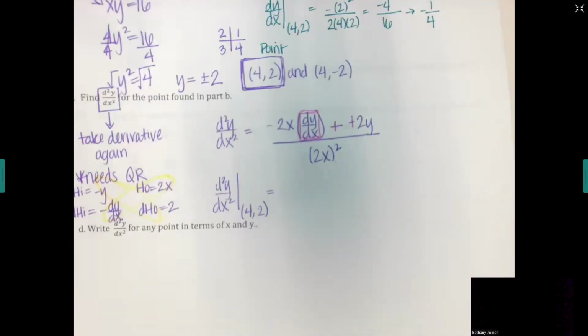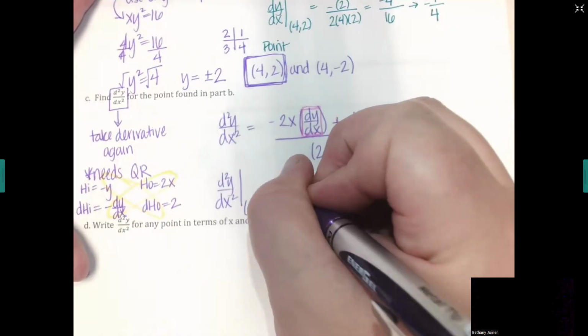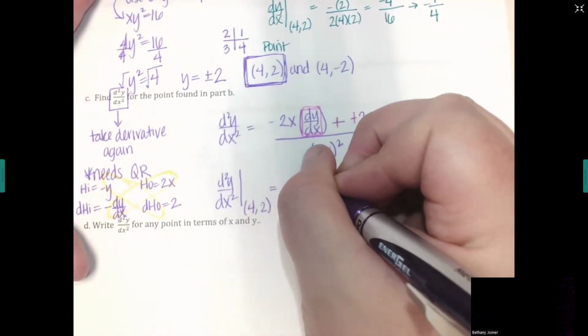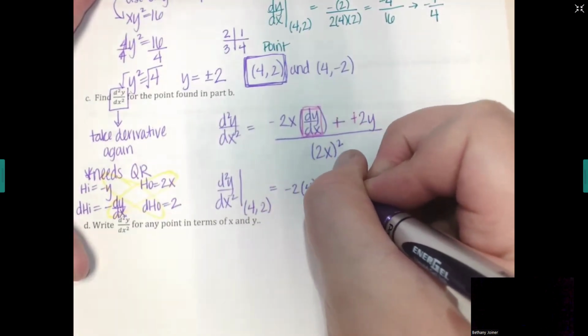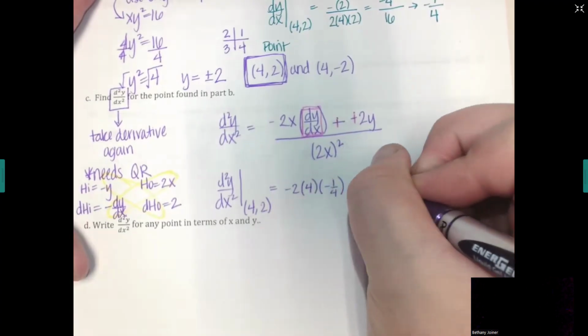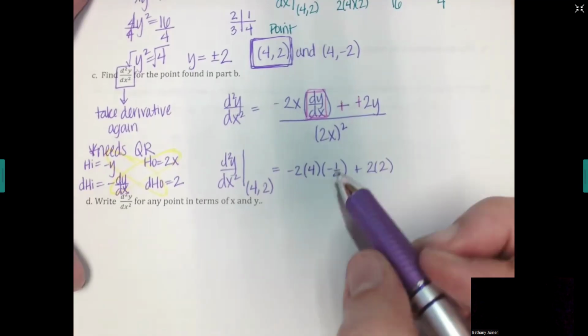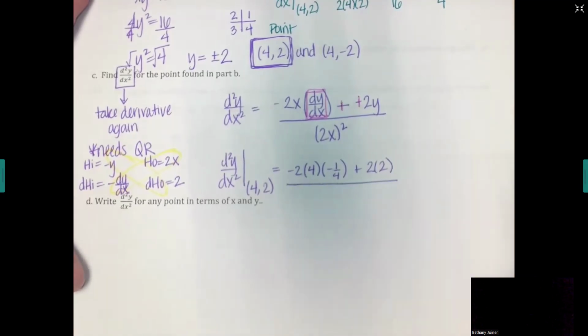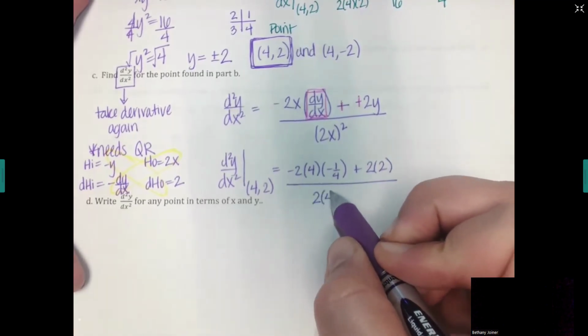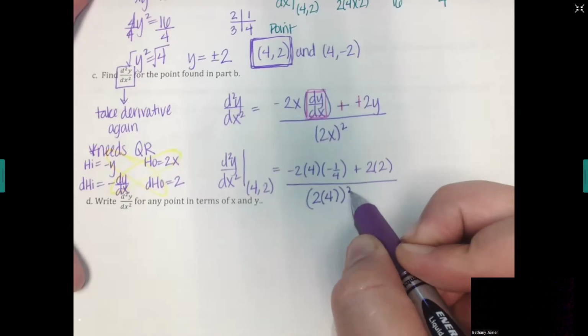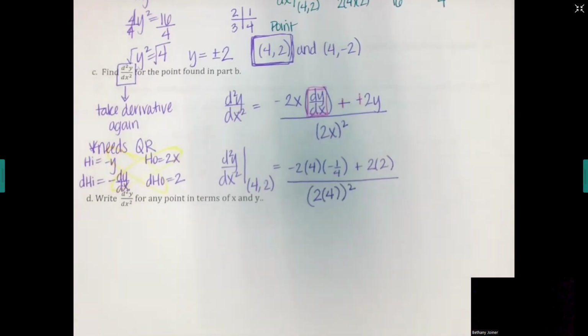Okay? So it'll be negative 2. My x is a 4. My dy dx is negative 1/4. Plus 2 times y, which is a 2, over 2x squared would be 2 times 4 squared. Okay?